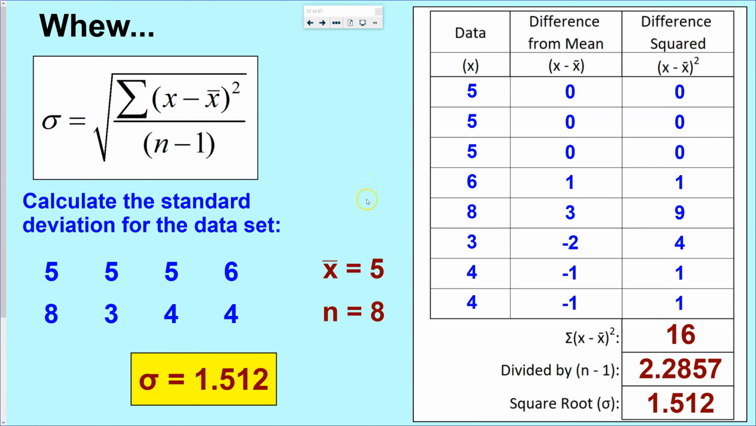So our sigma is 1.512, which means that most of the points are within 1.512 units of 5. And that's a standard deviation calculation. You have to do that a couple times on the homework.